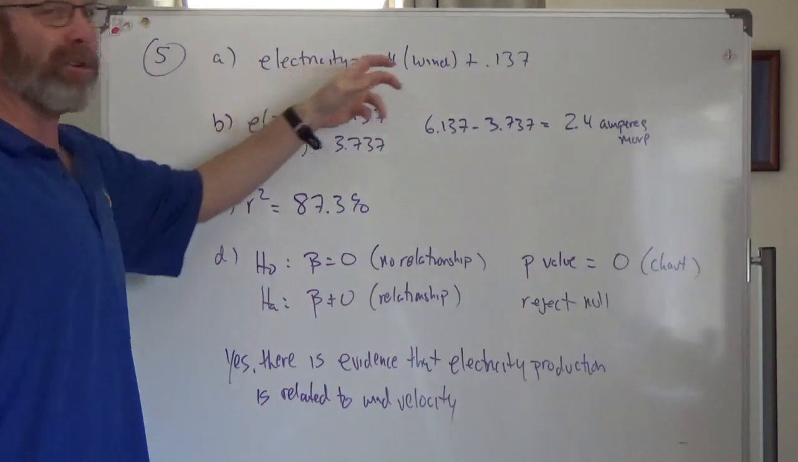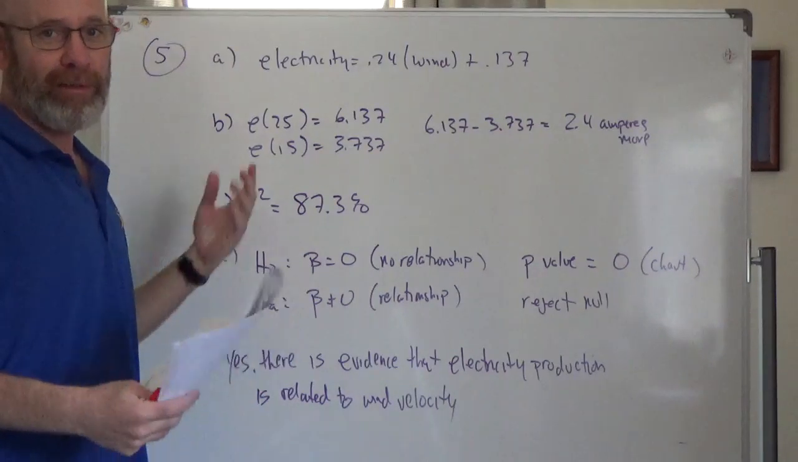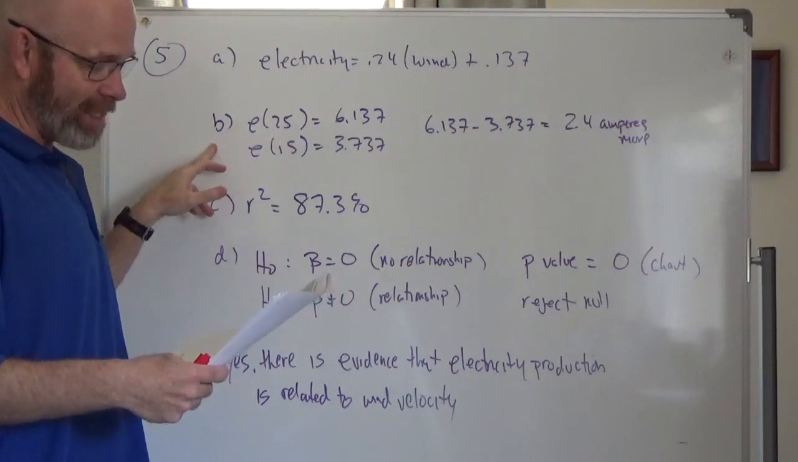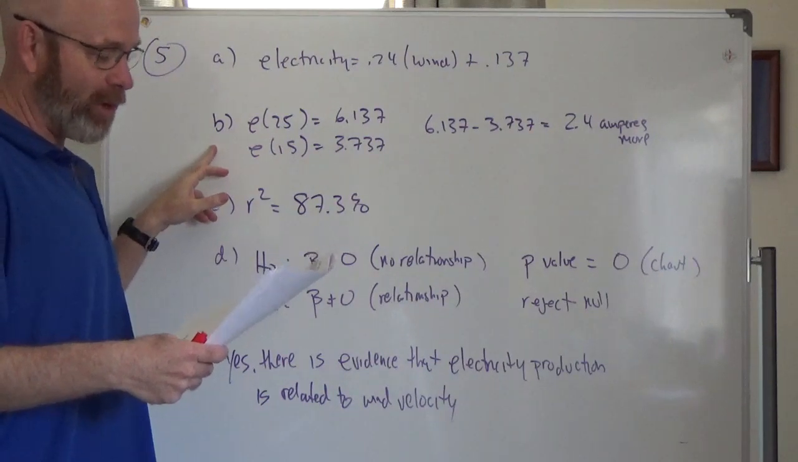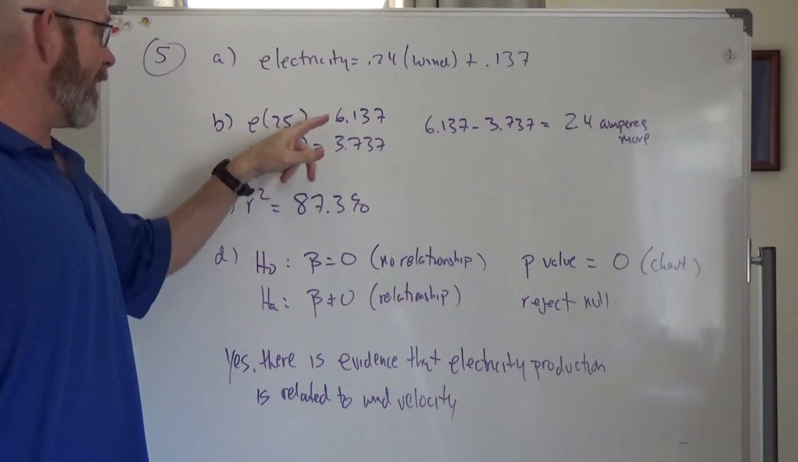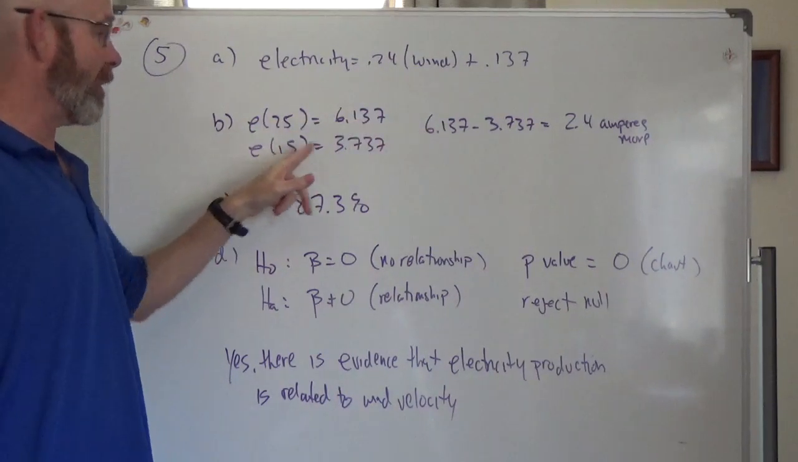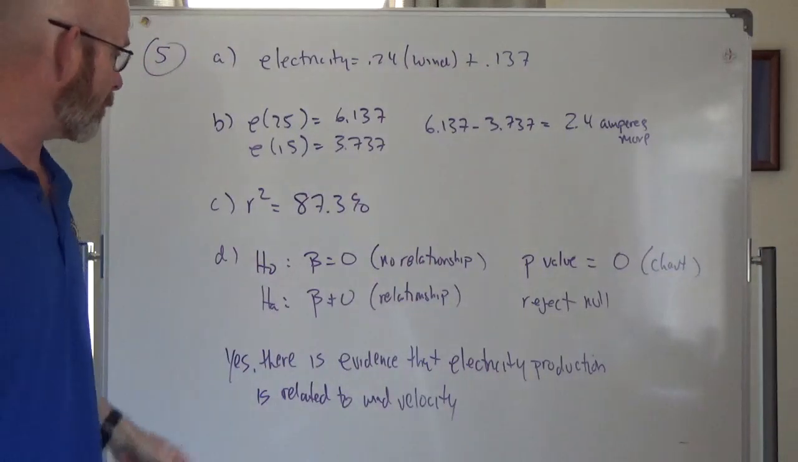If you use E or W, you've got to tell them what you're referring to when you use it. It says identify all the variables, so just how to use those. Then it says how much more electricity would you expect to produce if the wind velocity is 25 versus when it's 15. I just plug them in, right? I plugged in 25, got 6.137, plugged in 15, got 3.7, subtracted them, 2.4 amperes more.